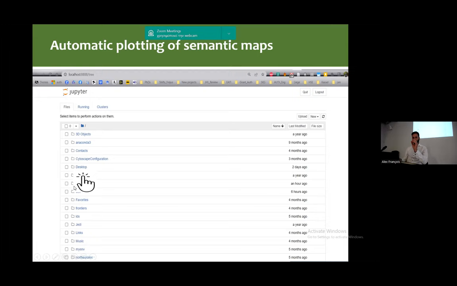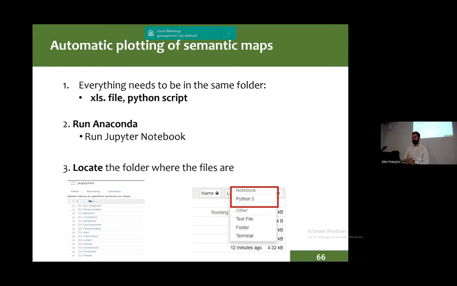And the point here is that you should create a folder where you put your data set and the Python script in there, and you should be able to locate this folder. Right? So I located this on my desktop. As I say here, everything needs to be in the same folder, the Excel file and the Python script. The Excel file with the data set and the Python script provided by Regier and colleagues. Then you run Anaconda, as I showed you before, you run a Jupyter notebook and you locate the folder where the files are.